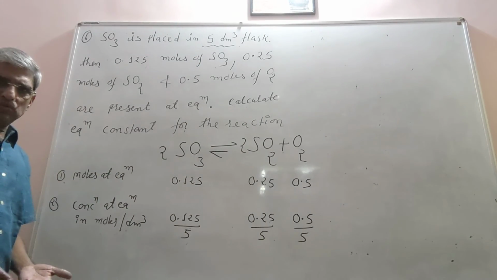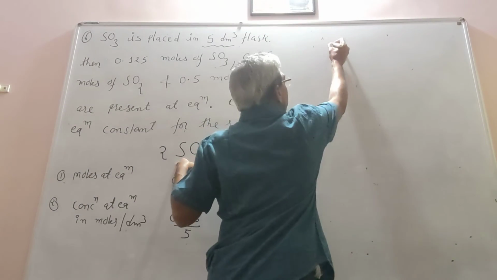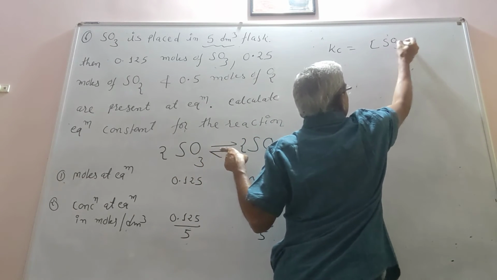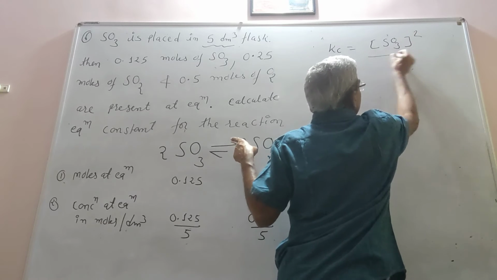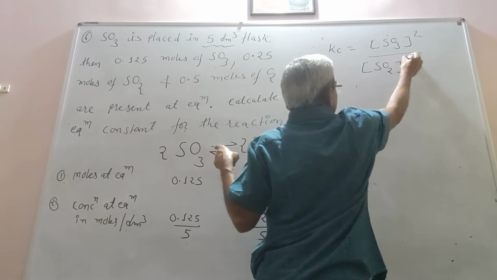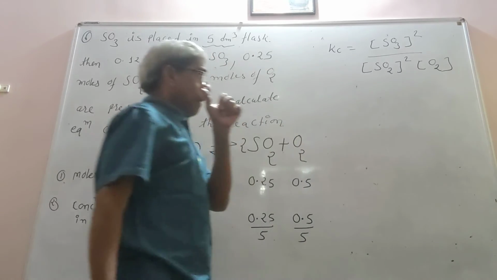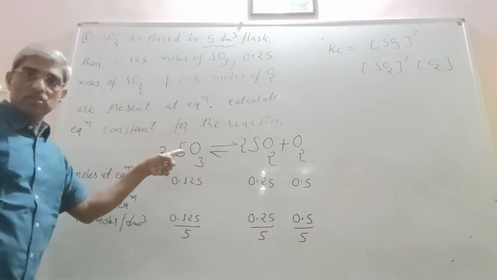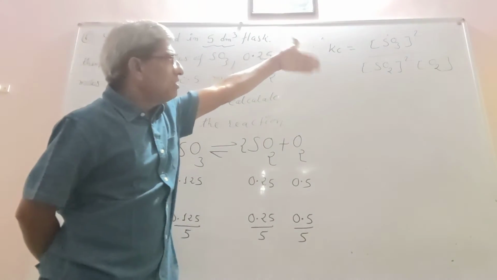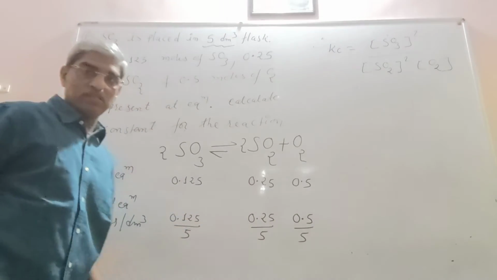Then the next step is to apply the law of mass action to this reaction. We get Kc equal to concentration of SO3 raised to 2 upon concentration of SO2 raised to 2 into concentration of O2. We applied the law of mass action to this reaction. We get that equation. Now we have the values of these concentrations. These are the values of concentrations, right?